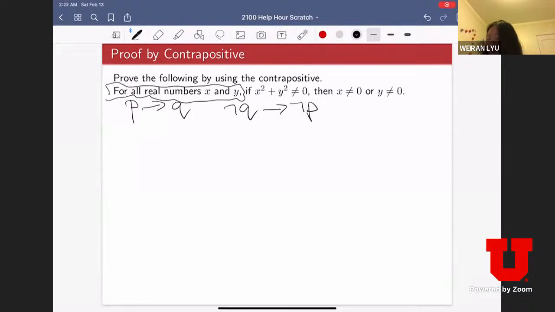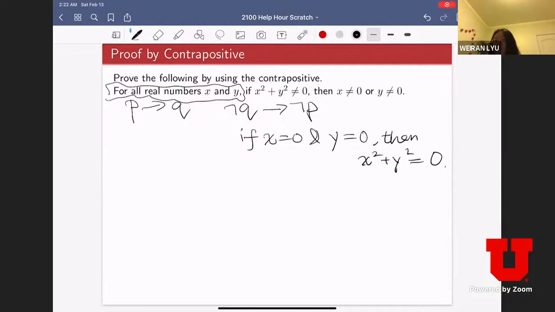Yep. And you won't change the first half of the sentence. It's still going to be for all real numbers x and y, if x equals 0 and y equals 0, then x squared plus y squared equals 0. And that will be your contrapositive, which is the statement you want to prove. And this one should be fairly simple. How are you going to start the proof?